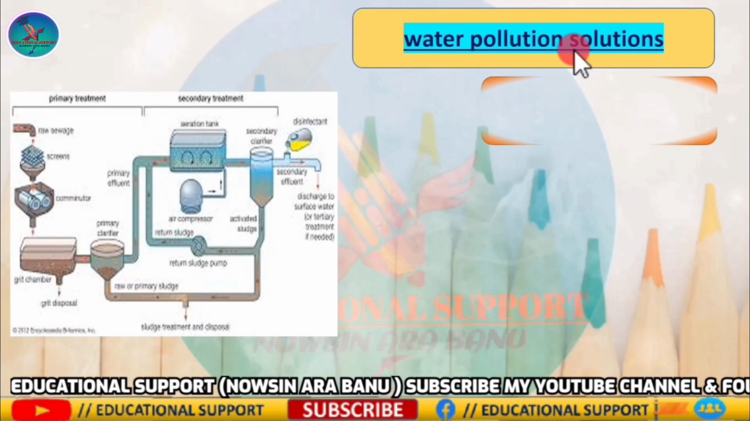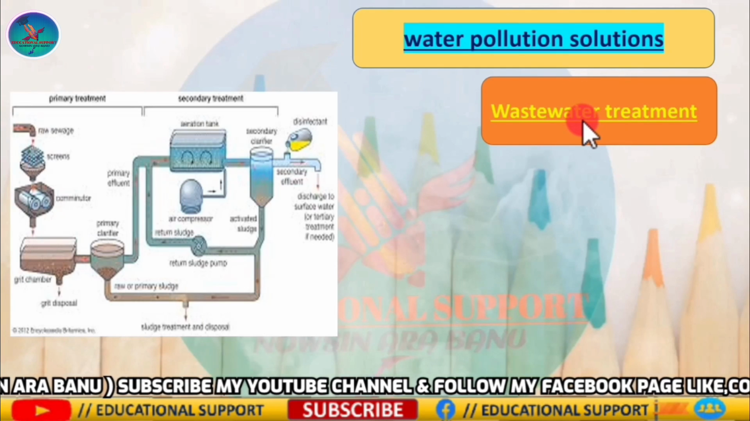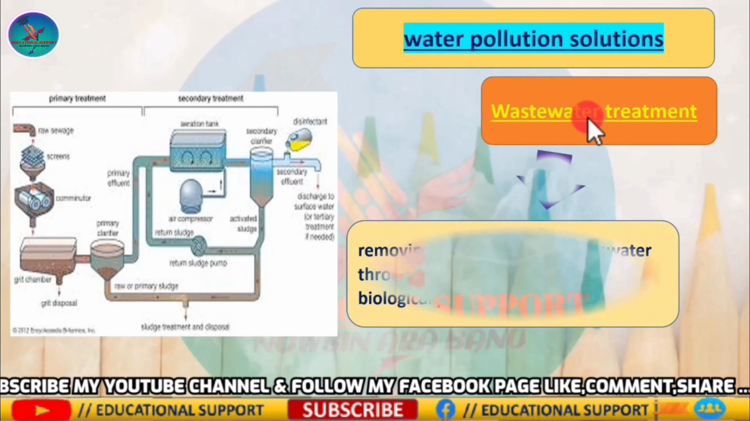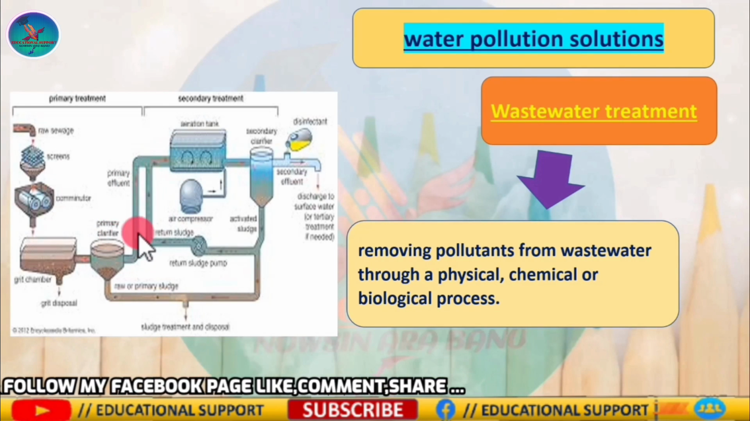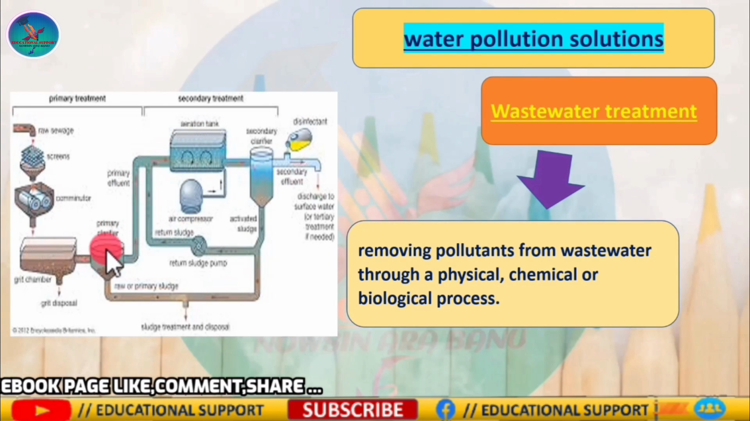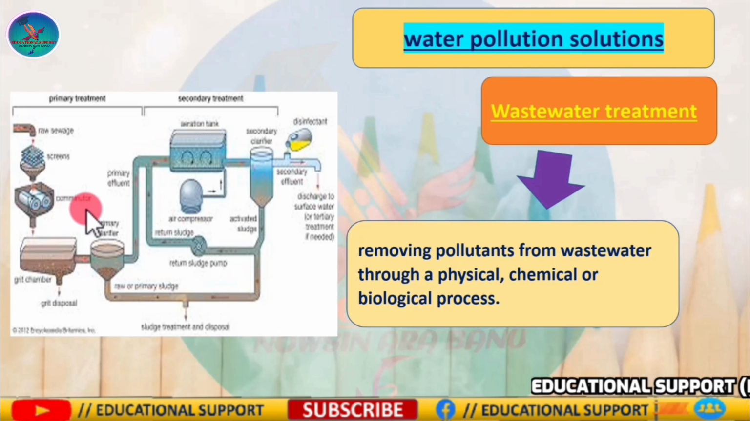Number 1 is wastewater treatment. Wastewater treatment consists of removing pollutants from wastewater through a physical, chemical or biological process, and the more efficient these processes are, the cleaner the water becomes.